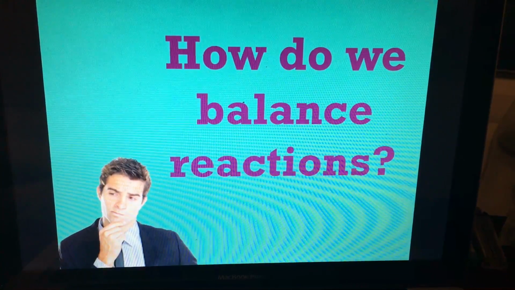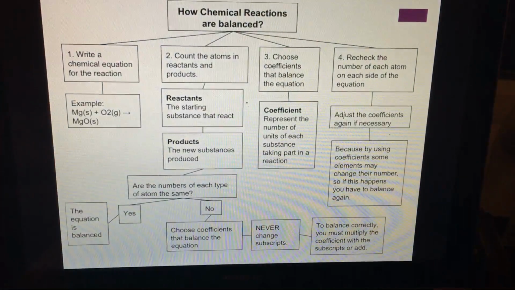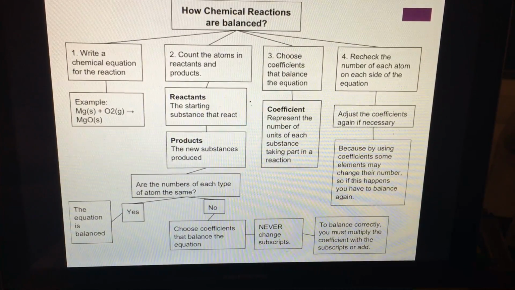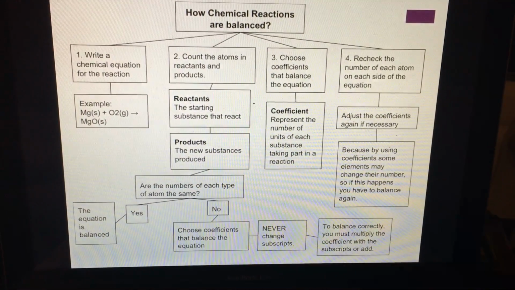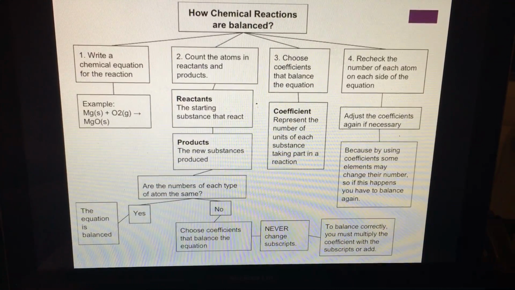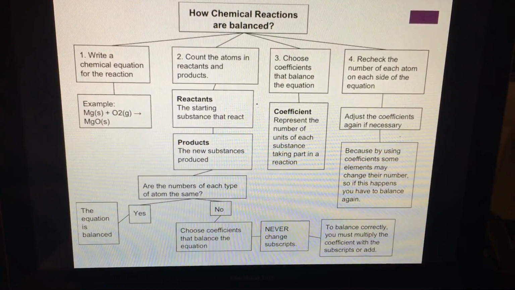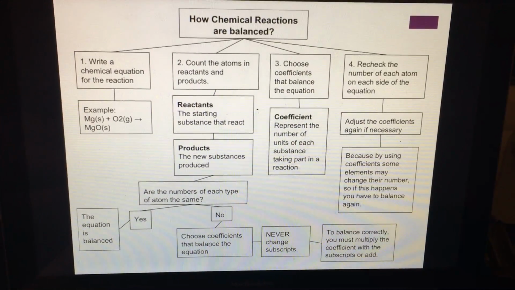But how do we balance reactions? We made a flowchart explaining how chemical reactions are balanced. First, you have to write a chemical equation for the reaction. Then you have to count the atoms in reactants and products. Remember that reactants are the starting substances that react and the products are the new substances produced.